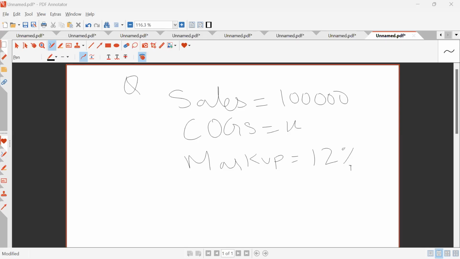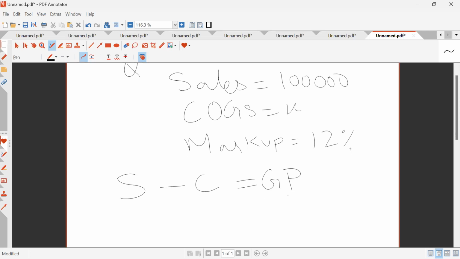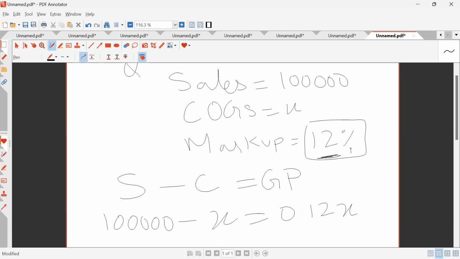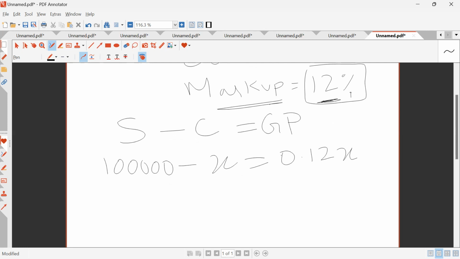I'll do it for you. Sales minus cost of goods sold equals gross profit. Sales are 100,000. I don't know cost of goods sold, so let's suppose it is X. But I have markup. Markup is 12%. So this means that gross profit is 12% of cost of goods sold. So I'll say 0.12x. Why? Because it's 12% markup of cost of sales or cost of goods sold.